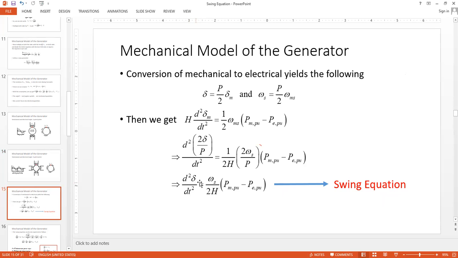Remember, for this delta you can also add some subscript E here, but it has to be understood that from now on, this delta is the same as delta E. So we are in the electrical domain. We are not in the mechanical domain anymore. And omega S is also in the electrical domain, divided by twice H. There will be some cancellation, 2 by P on both sides, and ultimately P M and P E are in per unit.